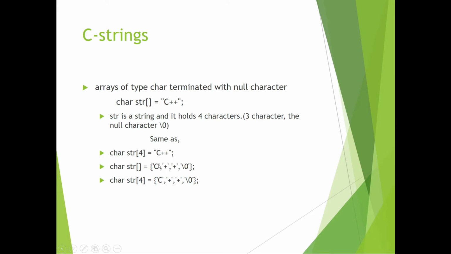The same char str empty bracket, you can write it as char str of 4 within double quotes C++, or char str with empty array size and an opening flower bracket, and using single quotes you can write the letters separately, and the last letter being a null character. Otherwise you can use the array size as 4. All these can be called as C strings or C style strings or character strings.